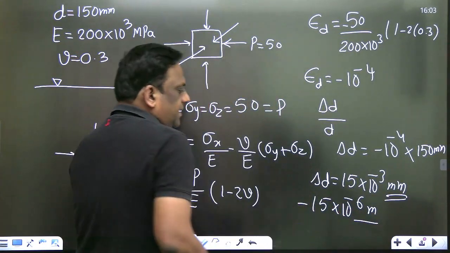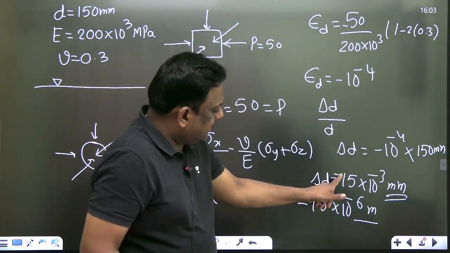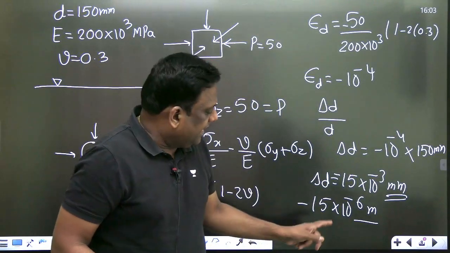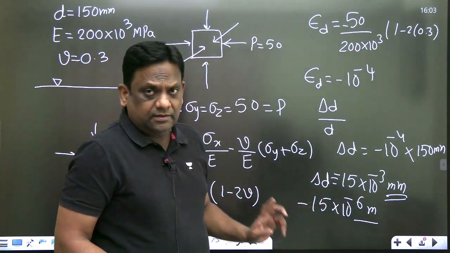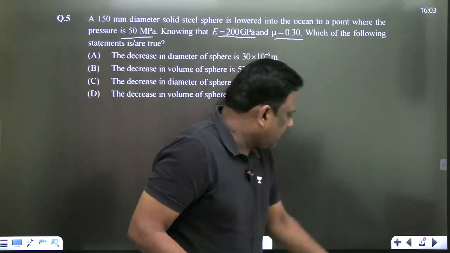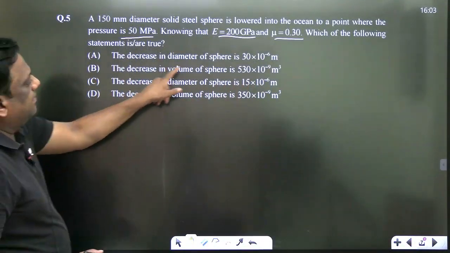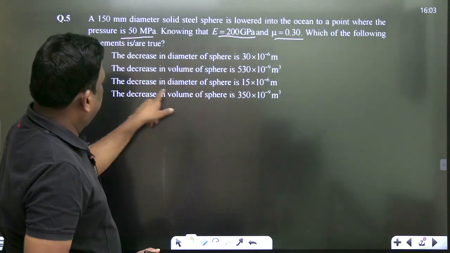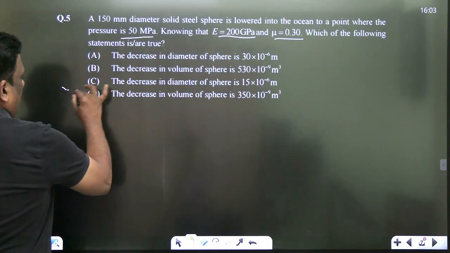So it is reduction. The negative sign shows there is a reduction of diameter. So it is by 15 micron. There is a reduction in diameter of 15. Let me check the value. So the decrease in diameter is 15 into 10 power minus 6.